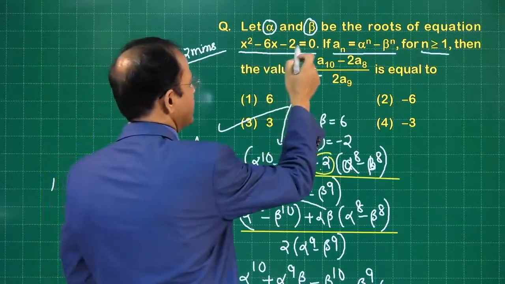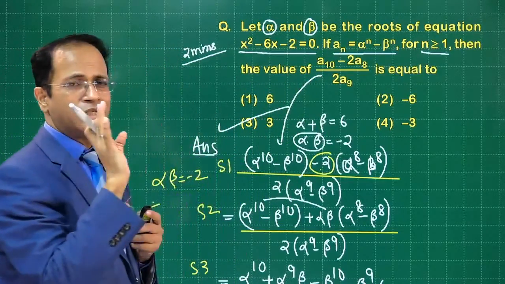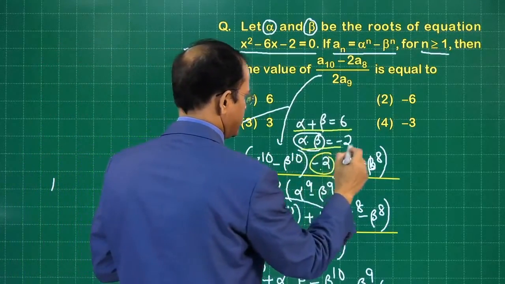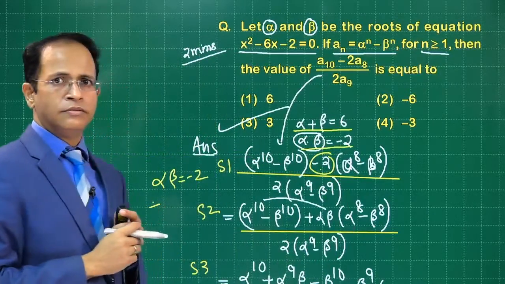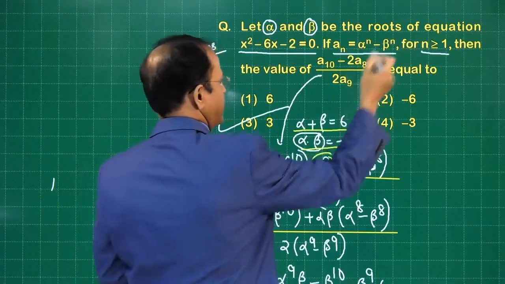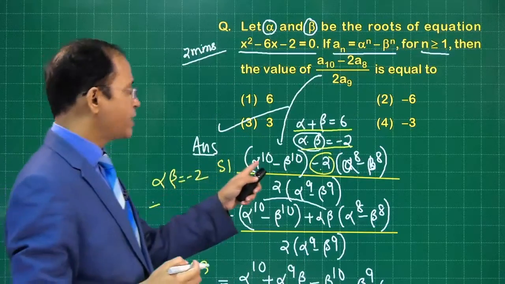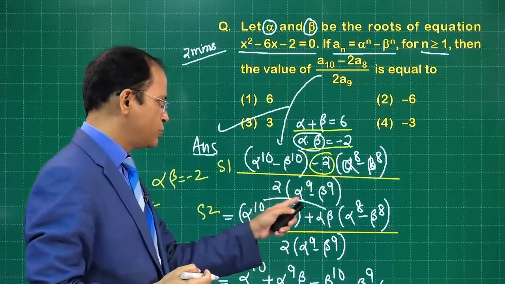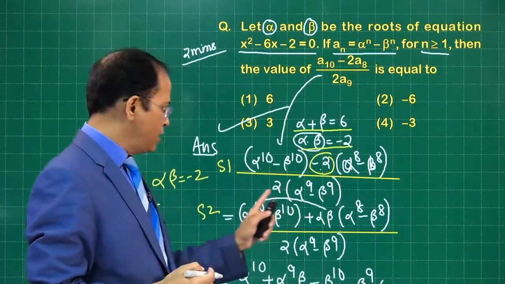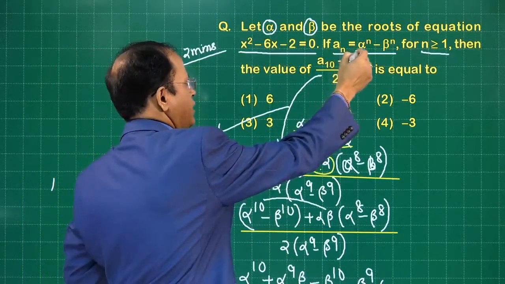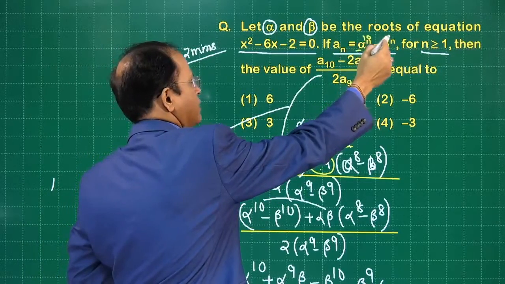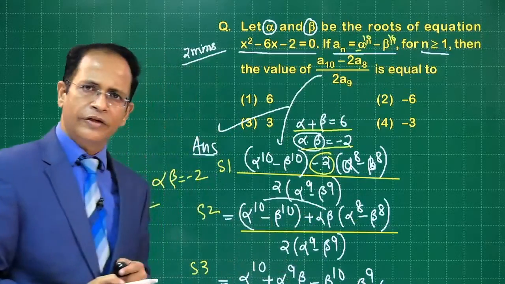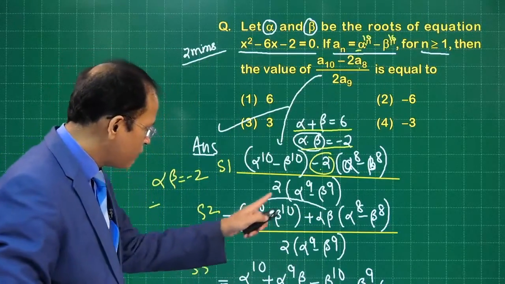X square minus 6x minus 2 is there, alpha and beta are the roots of the equation, right, Ravi? And alpha plus beta is given as 6 and alpha into beta is given as minus 2, right? An is alpha n minus beta n. So I can write it as alpha 10 minus beta 10, plus 2 times alpha 8 minus beta 8, divided by 2 into alpha 9 minus beta 9, right? I have just substituted. In place of n, I have written 10. Here I have written 10, right? Similarly for 8, I have written 8, 8. I substituted, right, Ravi?